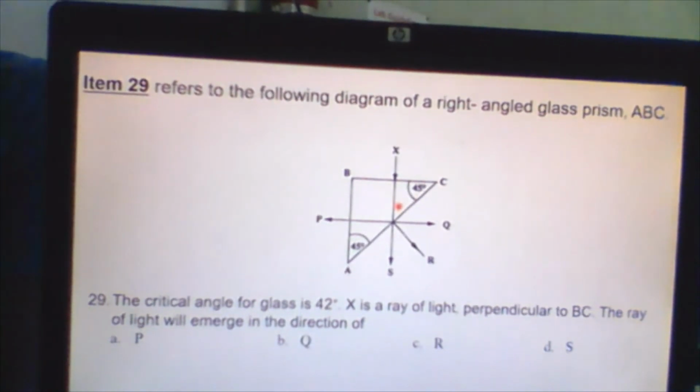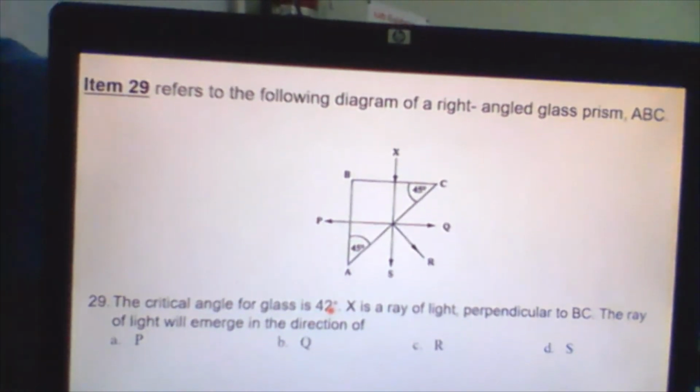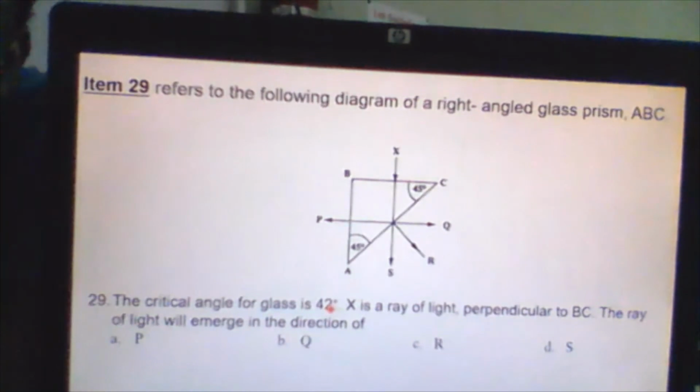Now it is a 45-degree angle prism, and what it says is that the critical angle of the glass prism is 42 degrees. Good. Now they want to know where the ray of light would emerge, in what direction. Will it be Q, R, S, or P? Now what you should know is that when you're moving from an optically dense material into an optically less dense material, you have to consider the critical angle in this case.